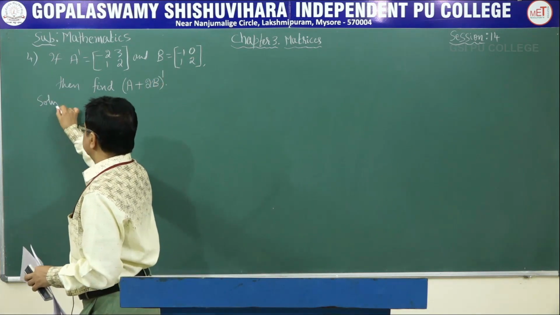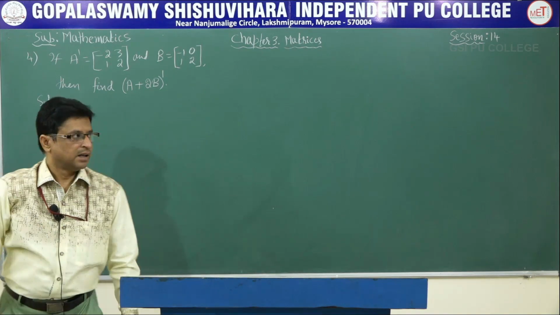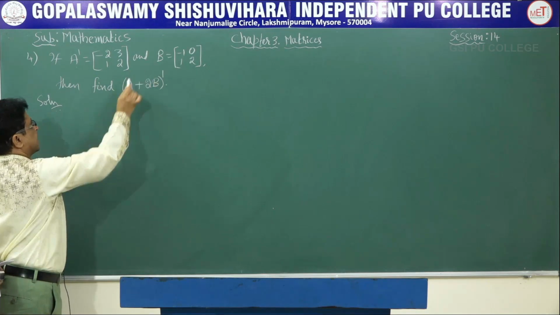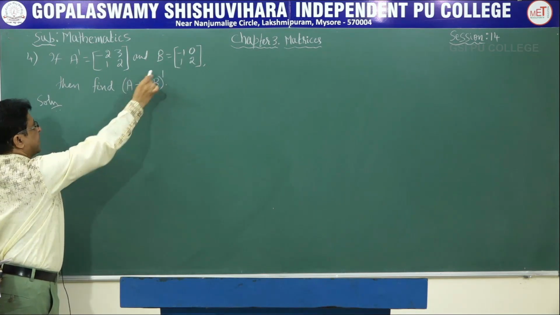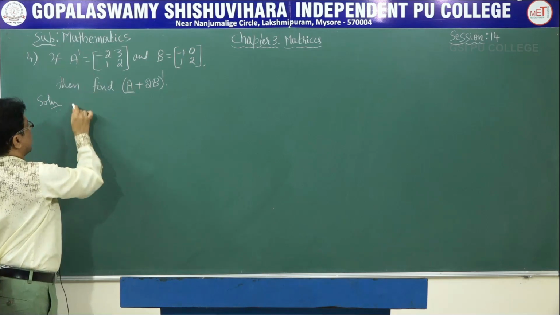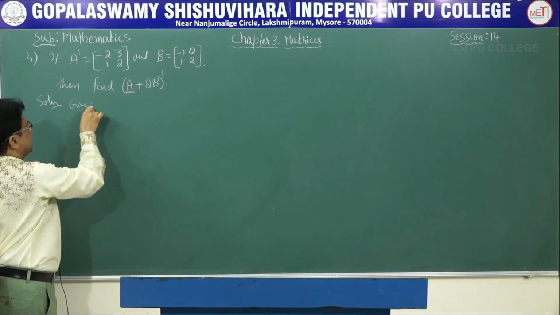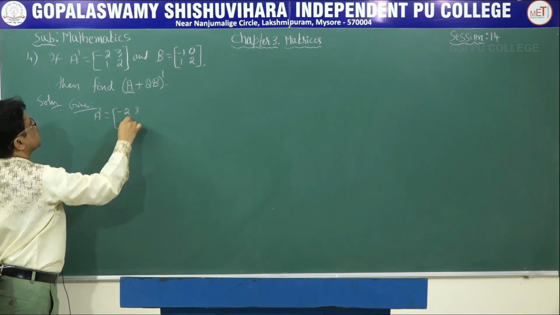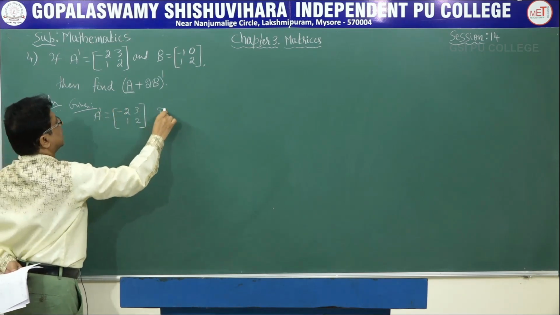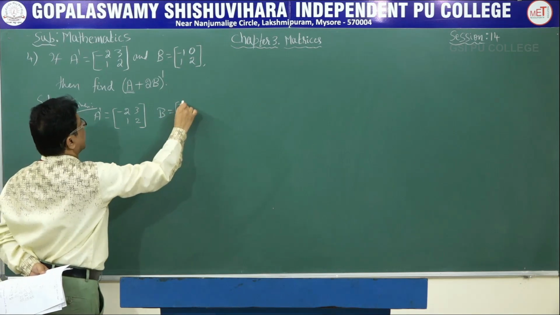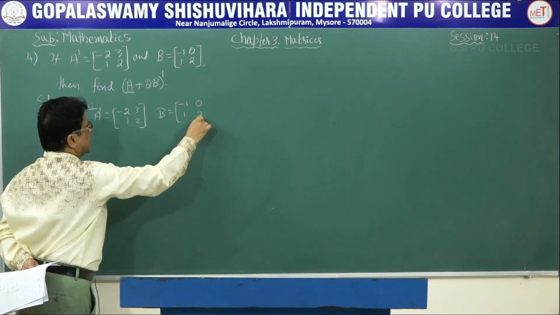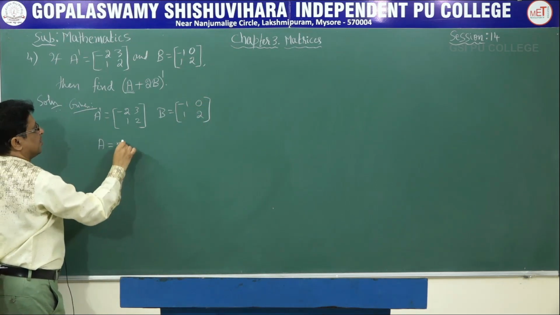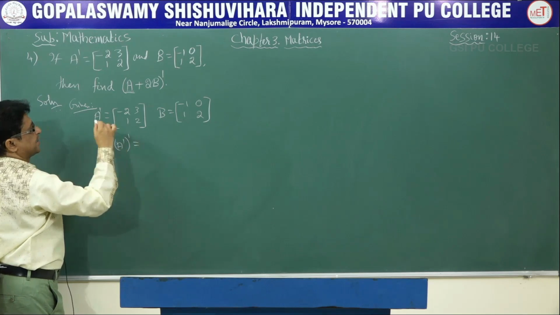So solution. Here A' is given, but we have to find (A + 2B)'. So to find (A + 2B)', first we have to find A. So what is our given matrix? Given matrix is A' equals [-2 3; 1 2] and B matrix equals [-1 0; 1 2]. So A is equal to (A')'.